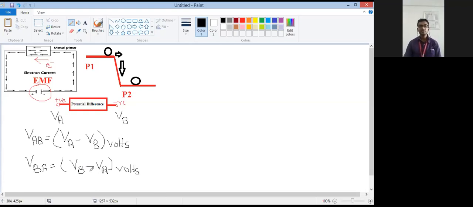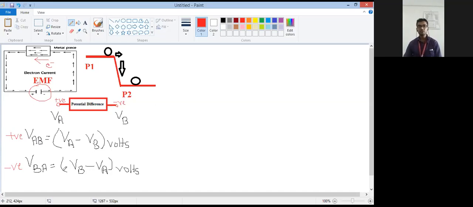Correct? Now see, the points are still the same, but the difference you are calculating is now reversed. So the difference between VB and VA will be negative because we know that point A is at higher potential and point B is at lower potential. So you know that VA is at higher potential, so this will be positive, okay, and this will be negative. So VAB is a positive potential difference and VBA is a negative potential difference.